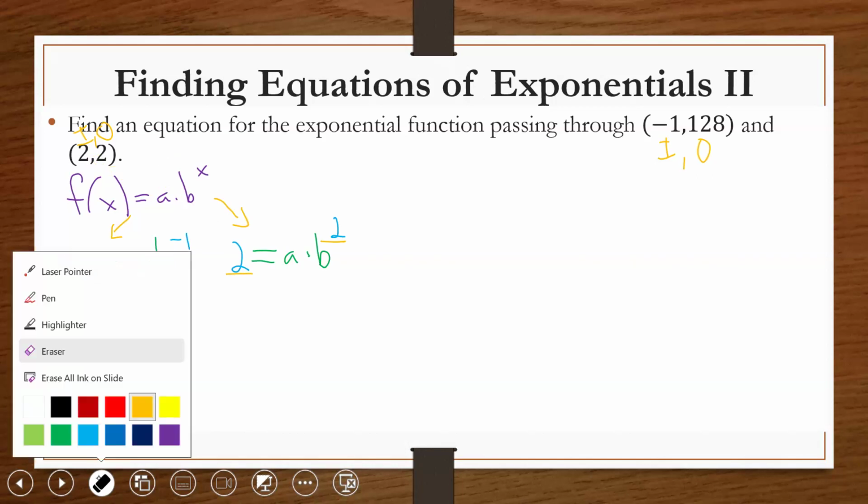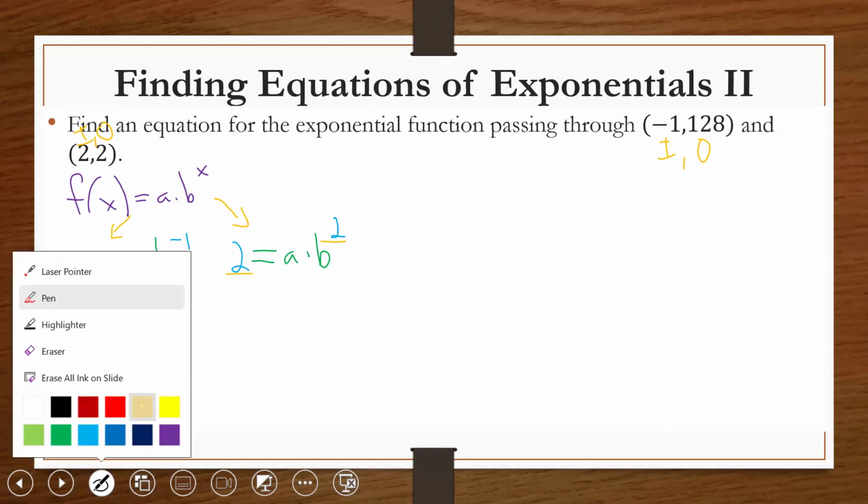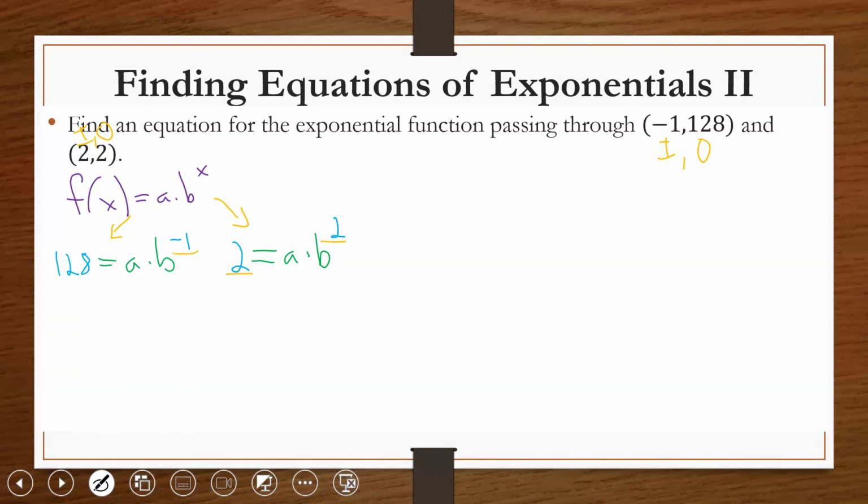All right, now something that is different from this problem compared to the previous one is that one of our equations now has a negative exponent. And so we need to recall how to work with that. And so remember that if you have something raised to a negative exponent, like say we have some x to the negative n, that can be rewritten as 1 over x to the n.